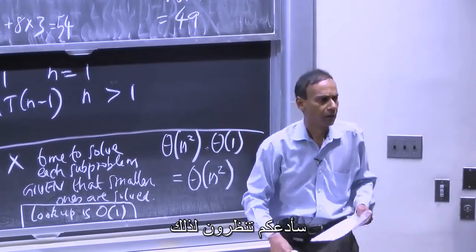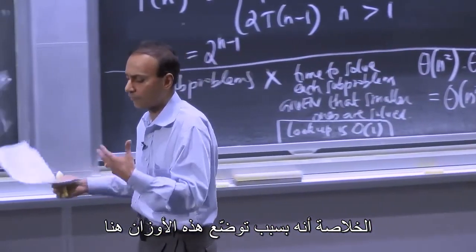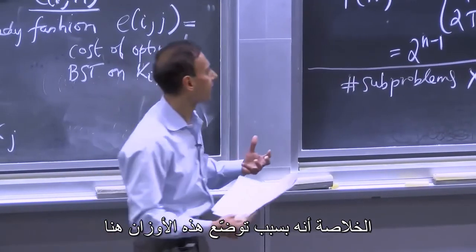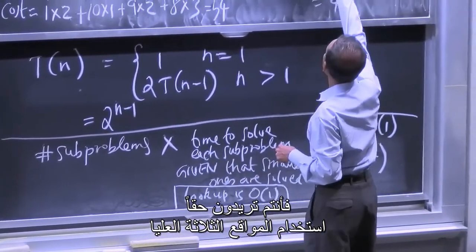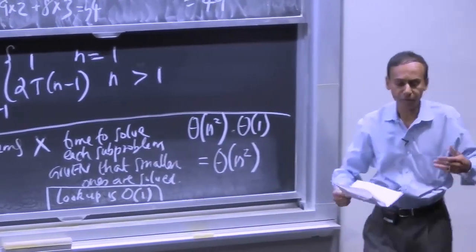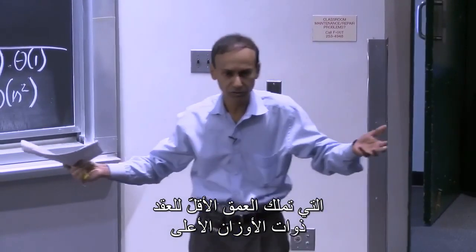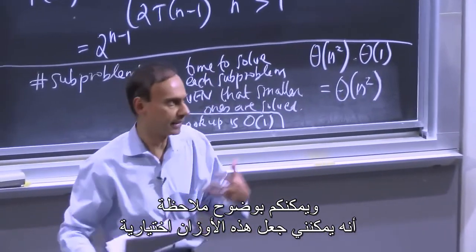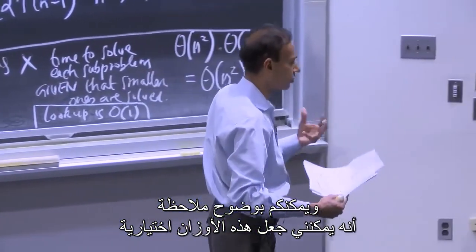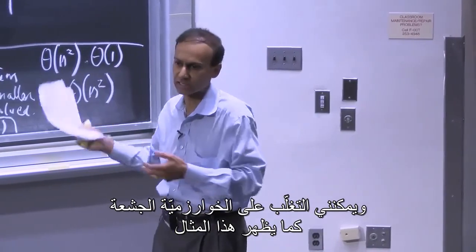So I'll let you look at that. The bottom line is, because of the way the weights are set up here, you really want to use the top 3 spots which have the minimum depth for the highest weight nodes, right? And so you can see that I could make these weights arbitrary, obviously, and I could break a greedy algorithm, as this little example shows.